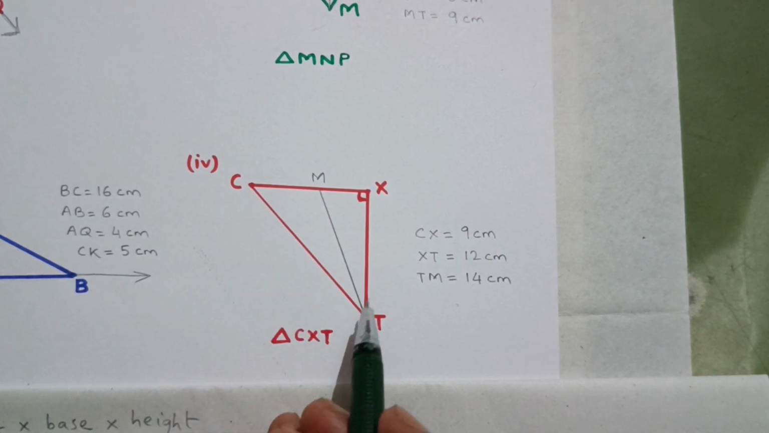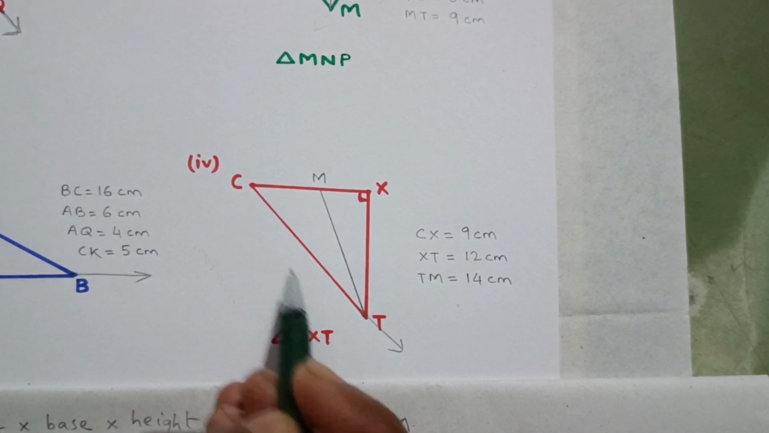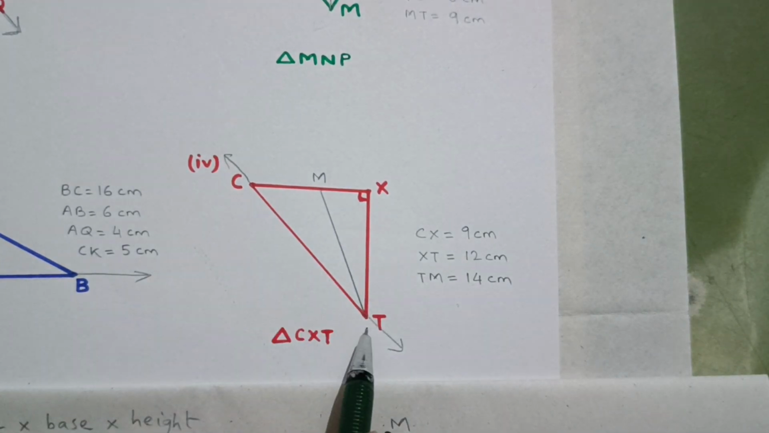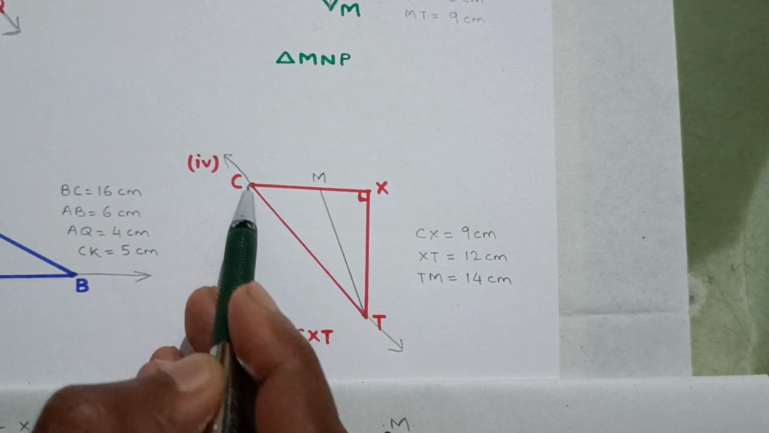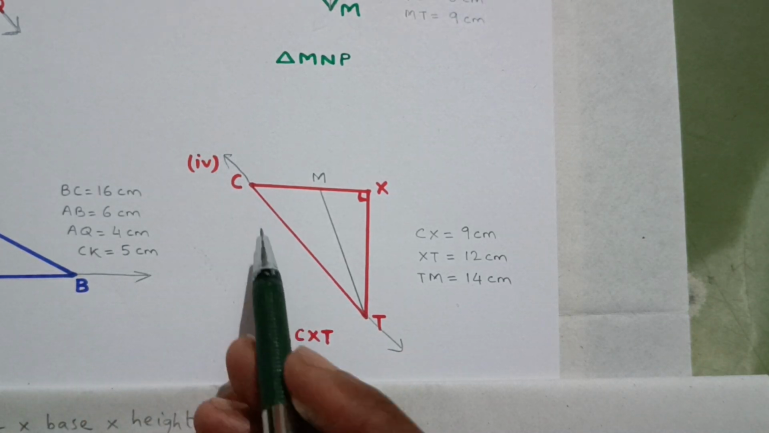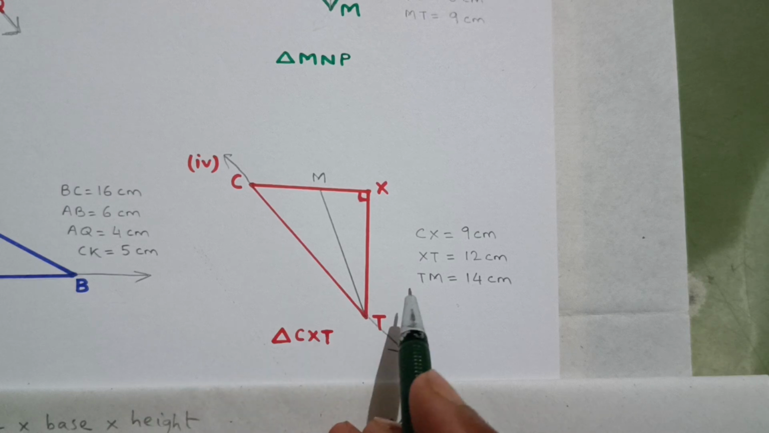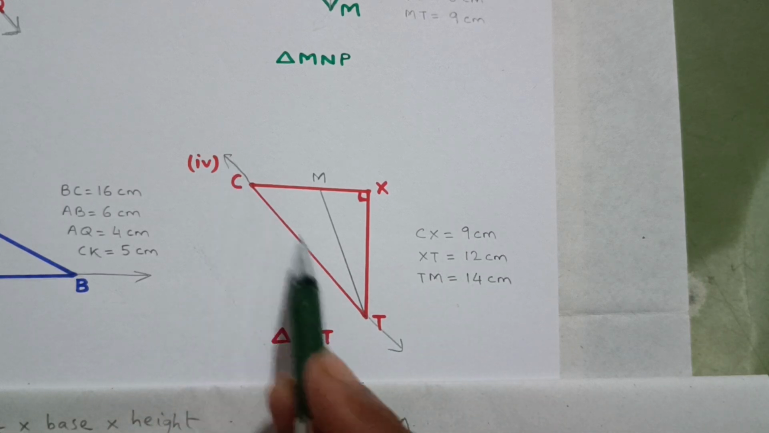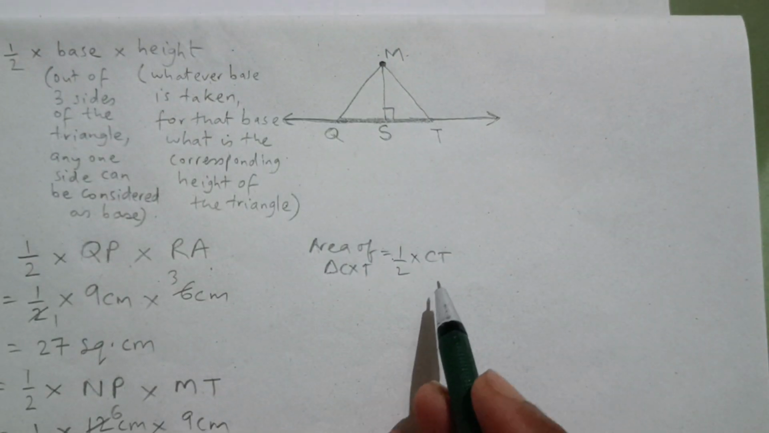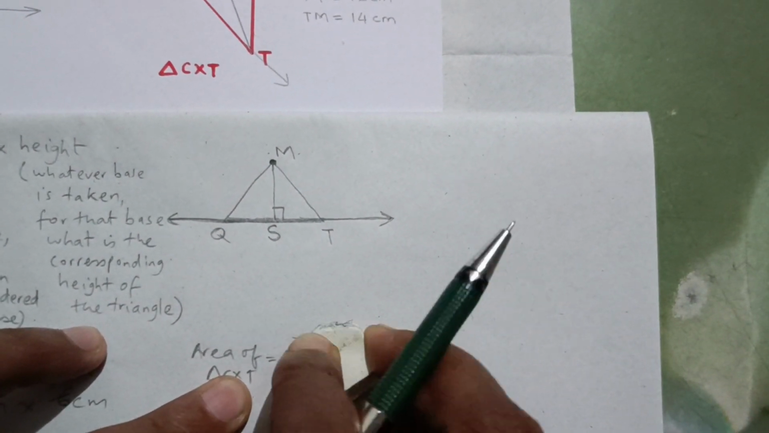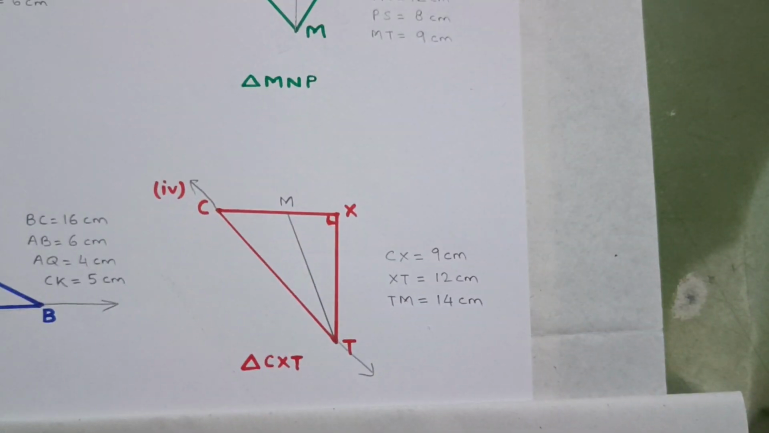So CT, let me extend the line. So side CT sits on this line. So I have extended that line in both the directions. Now the measure of CT is not given to us in this diagram. So I won't take CT as the base because its measure is not given to us. So let me rub this also.